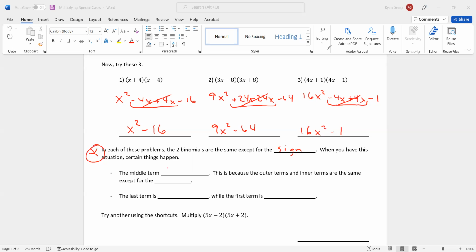Well, you probably saw it, the middle term cancels, right? Why does this happen? It's because the outer terms and the inner terms are the same except for the sign. Okay. And if the signs are opposite but the numbers are the same, they're going to cancel every time. Another thing that's important, different from the front, is that the last term is negative, not positive this time, which should make sense because you're multiplying a positive times a negative. The first term, just like on the front, is always positive.